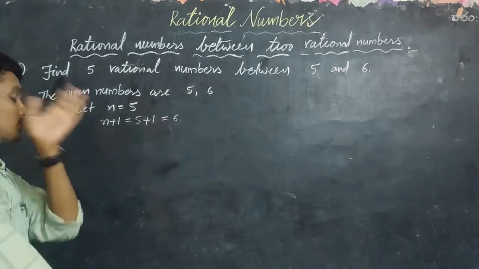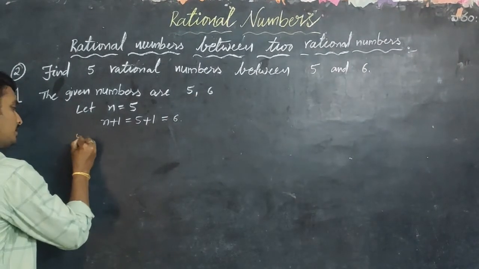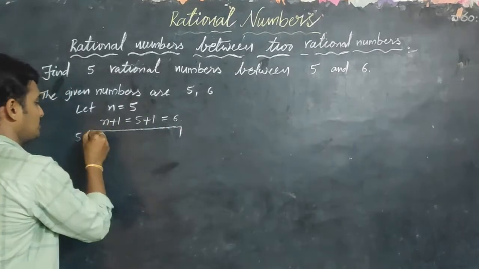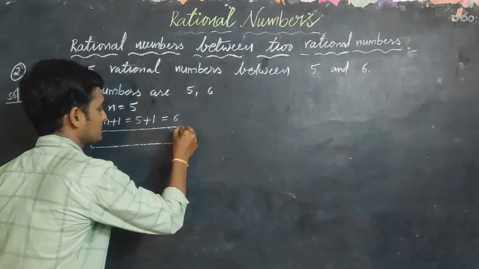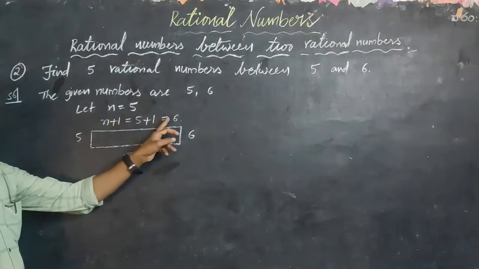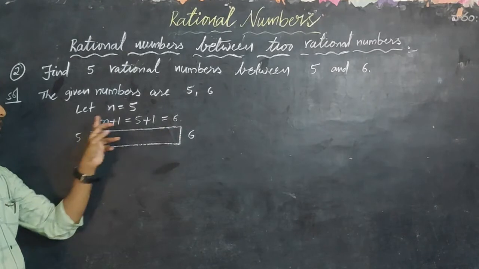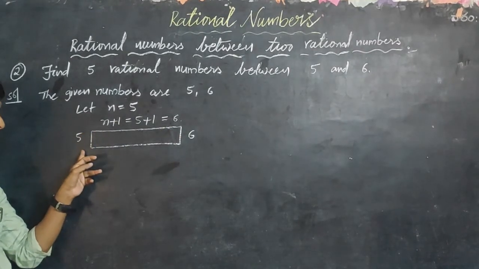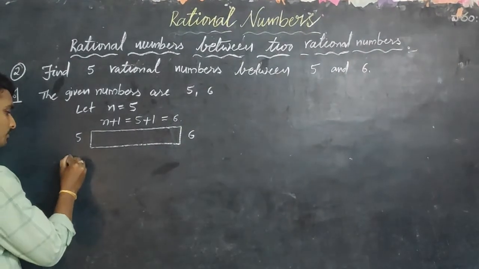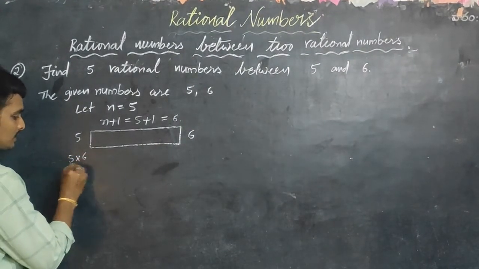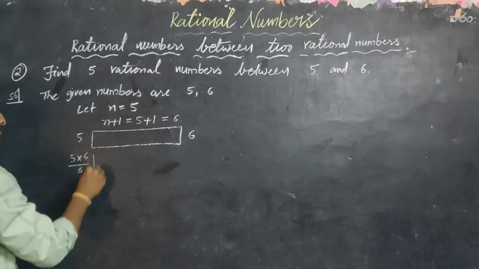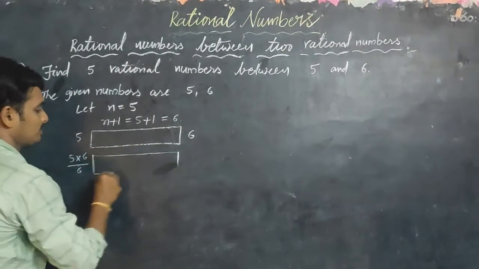Now, what are the numbers we have? 5 and 6. We want the rational numbers between 5 and 6. The last number is 6. What is the n plus 1 value? 6. We can multiply and divide with 6 for both 5 and 6. That means we have 5 into 6 by 6. Why? Because n plus 1 is 6. So there are so many rational numbers between here.